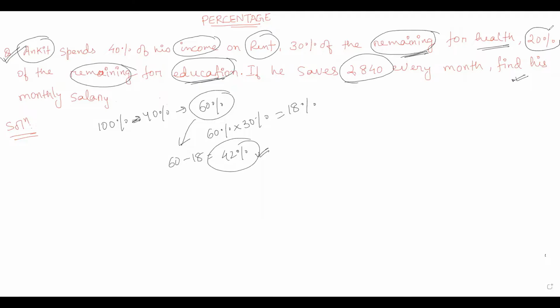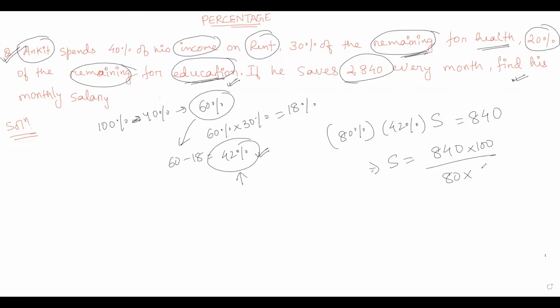Now 20% of Ankit's remaining salary is being spent on education. So the total salary left for Ankit is 42%, and 20% of 42% is being spent on education. So we can say that the amount that he saved is simply 80% of 42% of his total salary, which is given to be 840. So now the total salary would be nothing but 840 upon 80%, which I can write as 80 upon 100. So this 100 will go up against 42%. So this would be 42 here, and this would be 100 here.